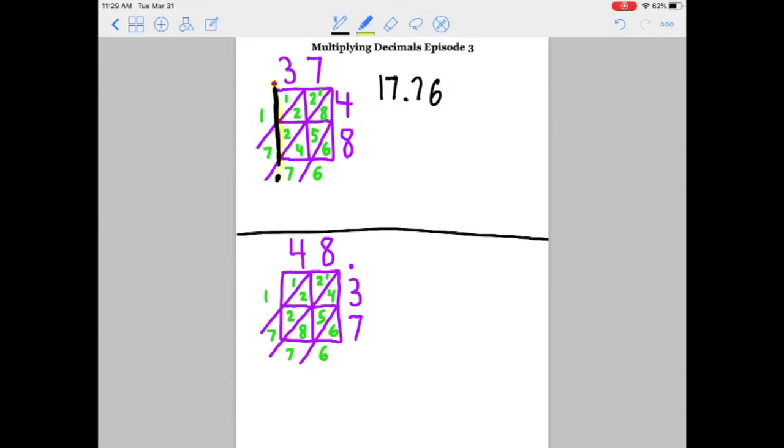Okay, and the one at the bottom, now I'm doing 48 times 0.37. As you can see, there is only a decimal on the side, so it's going to go down the slide. When there's only one decimal on the side, it goes down the slide. Okay? So as you can see, it's right here. It's going to go straight down the slide, and it's just going to land right there. Okay? And you're going to get 17.76.